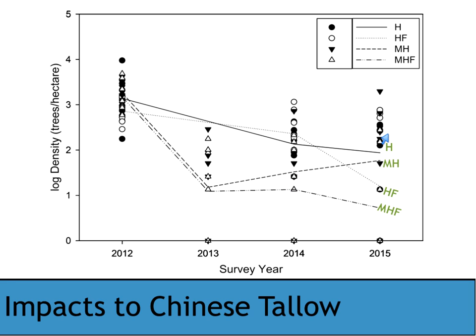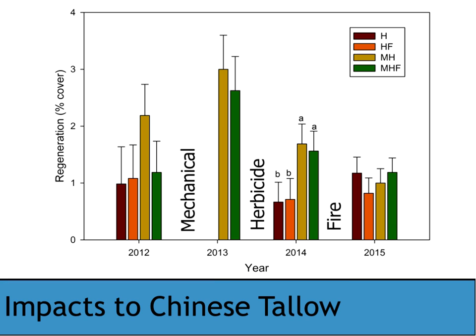But then we start to see these separations in 2015, where our herbicide treatment is the highest, followed by a mastication herbicide treatment. Herbicide fire, so you see the effect of fire here in 2015. And then the one that had the greatest impact was our mastication herbicide fire treatment.